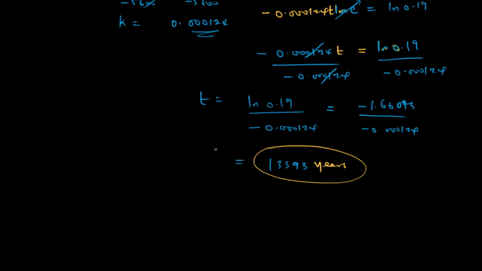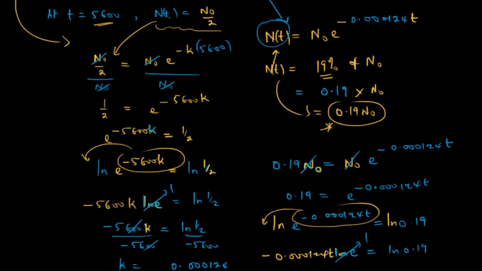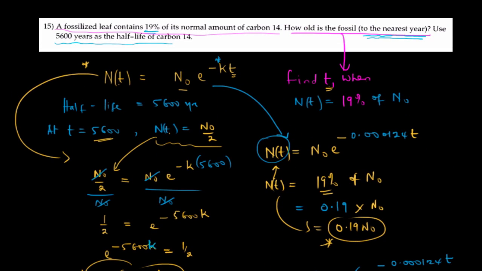I decided not to use the calculator to save time. The reason why I showed you the calculator before was so you could see the way I use the calculator to calculate all these things. Alright, so the final answer is 13,393 years. That is what we're told to find. We're told to find how old it is to the nearest year. So the nearest year is 13,393 years, as we obtained below.